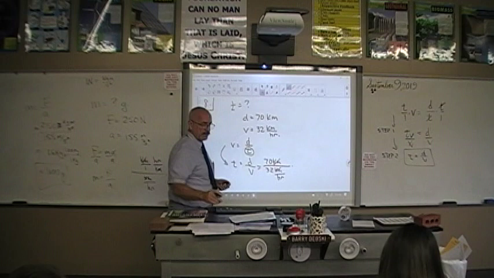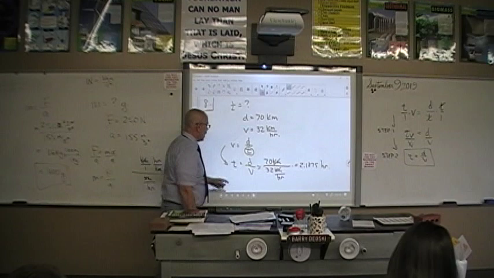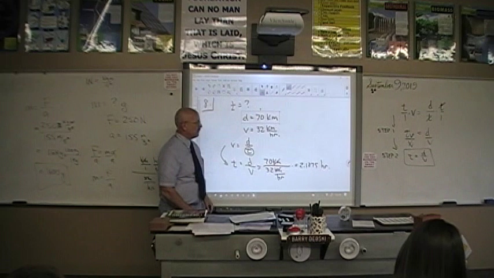70 divided by 32 is 2.1875. Obviously, I'm not going to keep all that. And this is going to be the answer in hours. Sig figs, 2 sig figs here, 1 sig fig here. Technically, we're supposed to round that off to 1 sig fig, which is 2 hours.